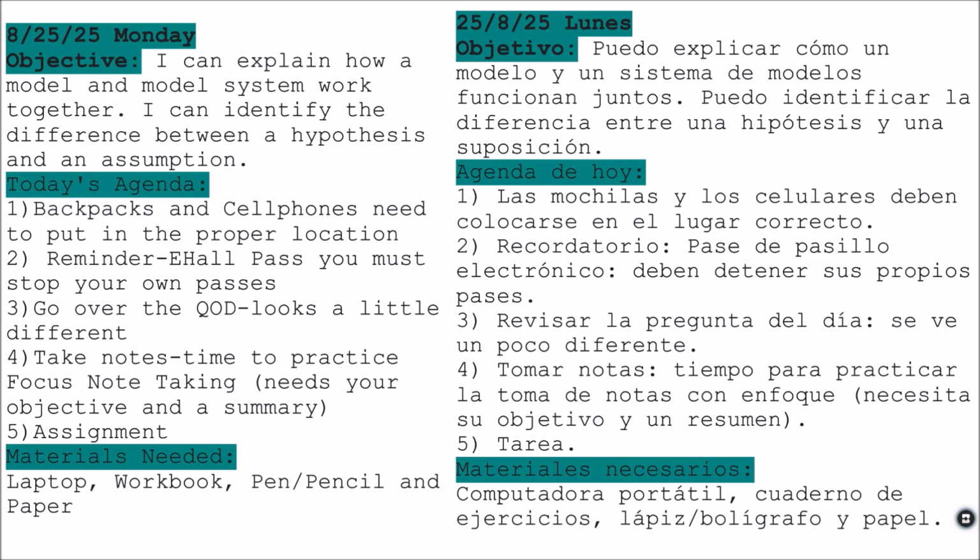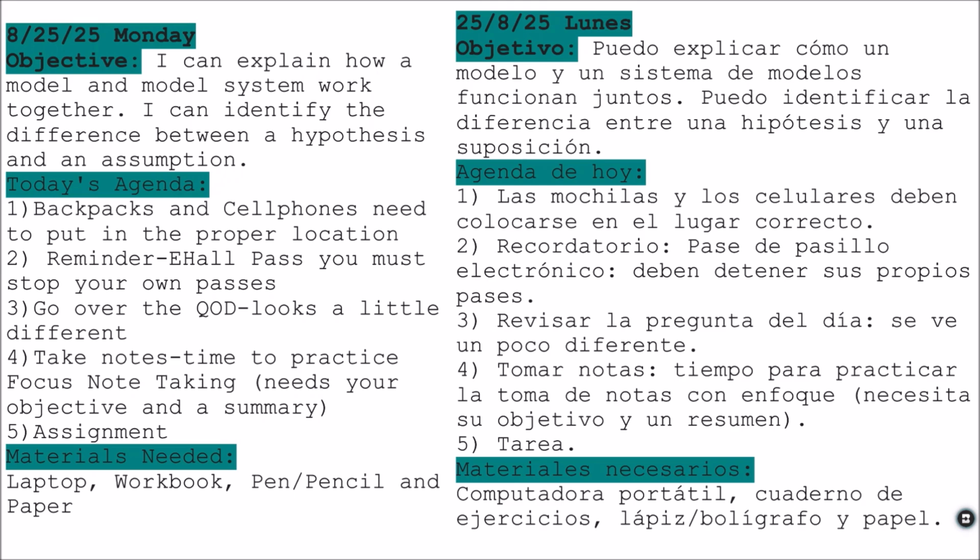Today's agenda: backpacks and cell phones need to be put in the proper location. Excuse me, cell phones should be in your backpacks. Backpacks should be in the green marked area in the classroom.